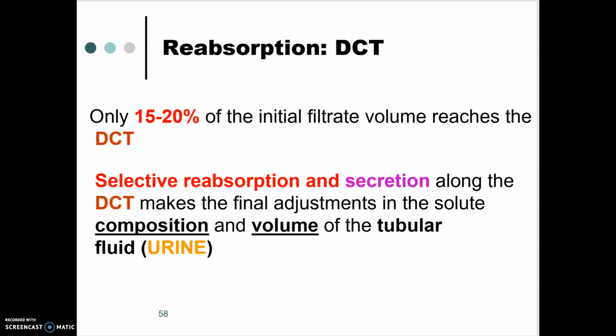Now, when we keep moving through the nephron, we get into the distal convoluted tubule, and by the time we get here, we've reabsorbed between 80 and 85% of the filtrate. So there's only 15 to 20% of the initial filtrate left to get to the distal convoluted tubule. Now, once we get here, we'll have some selective reabsorption. So this is kind of where we make the final adjustments to our urine. We take back some of the things that we need, and then we also secrete things in there, and we get rid of stuff that we don't need. So the distal convoluted tubule and the collecting duct, those are the things that put the final touches on the composition and volume of our urine.